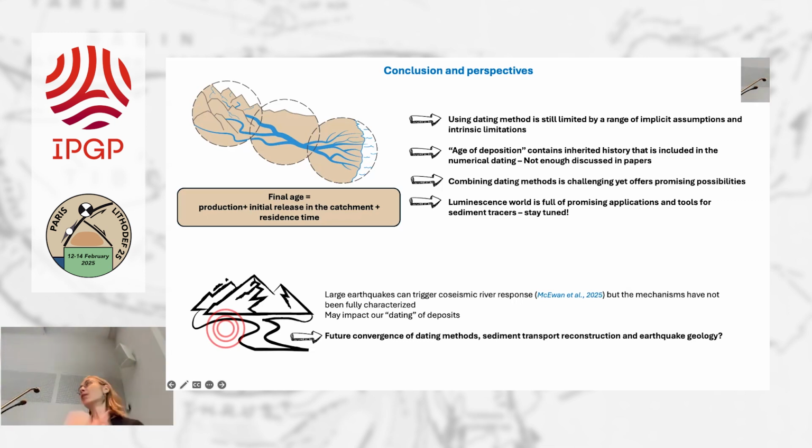And also, I think that combining all dating methods is great. Luminescence is really powerful. Stay tuned, many things are coming. And also, looking at what we can do with the PUSL and with sediment tracing, I think we may have some future convergence between the dating methods, sediment transport, and earthquake geology.